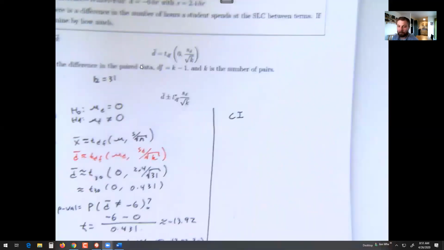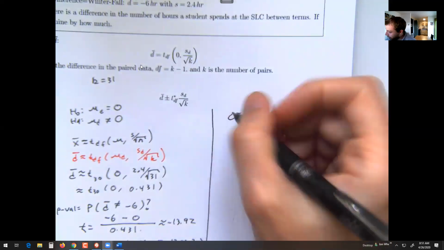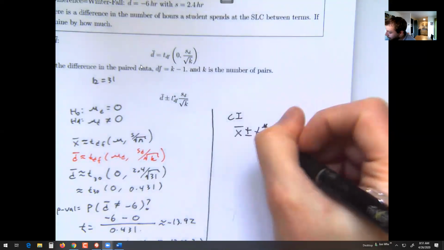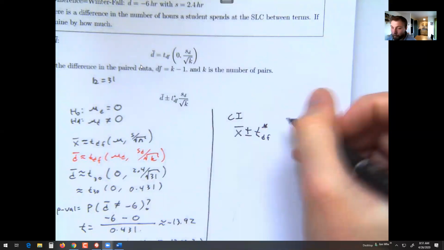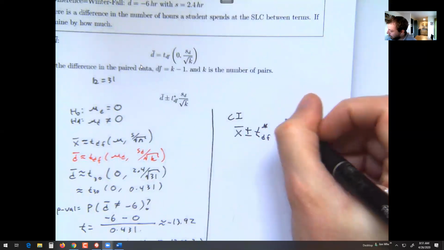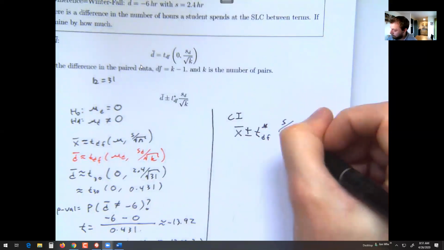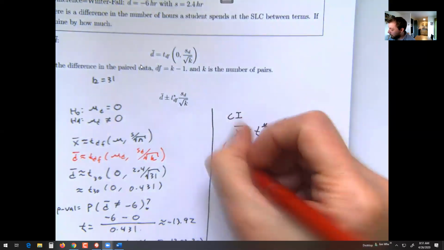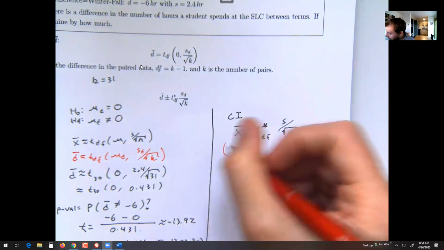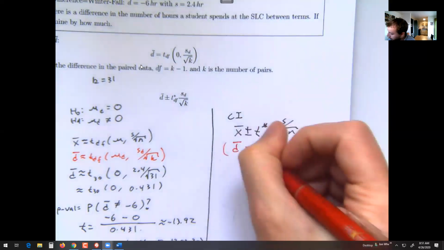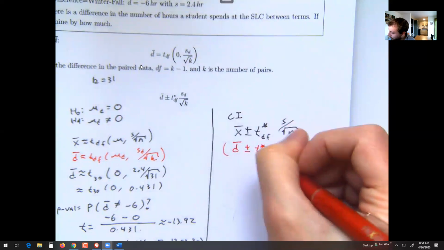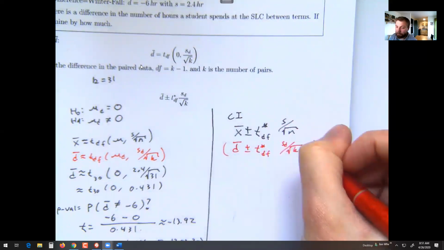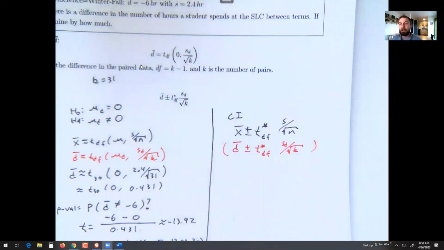So for my confidence interval formula, I'm working with a single average, so I'm going back to my old one of x bar plus or minus t star, whatever my degree of freedom is, s over the square root of n. I'm going to write this with the notation for what it looks like when I'm working with matched pairs. So this would become d bar plus or minus t star. It's the standard deviation of the differences, and it's k for the number of groups, but it's still working exactly the same way.